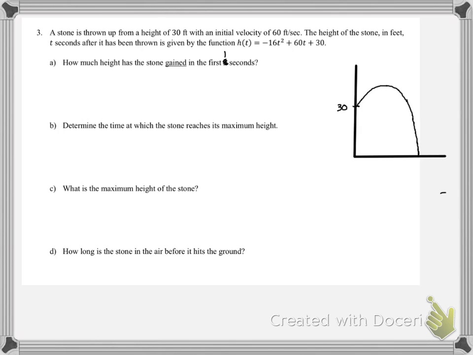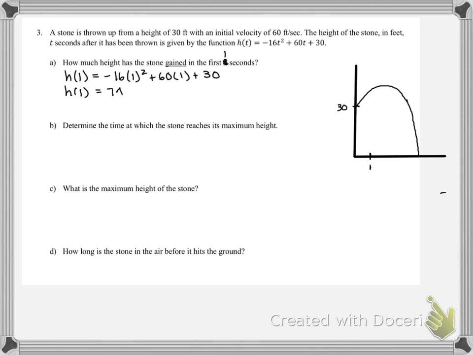So what should I do first, do you think? Yeah, let's plug in 1 because that's going to tell me its height after a second, right? So here's my 1 second. I'm going to find h of 1, which is negative 16 times 1 squared plus 60 times 1 plus 30. So h of 1 equals 74.